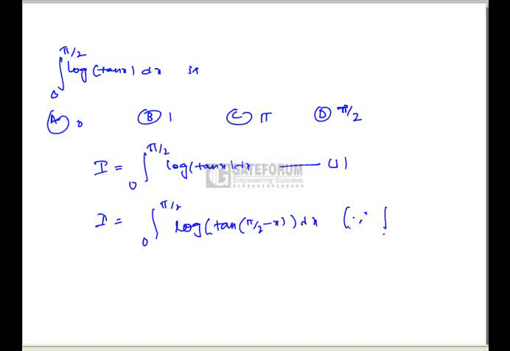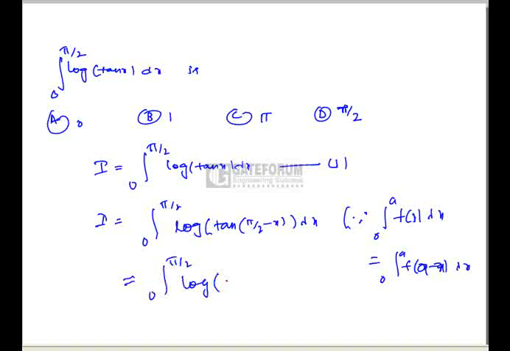Since integral 0 to a of f of x dx can be written as integral 0 to a of f of a minus x dx. Now this will be 0 to pi by 2 logarithm of tan of 90 minus theta, which is nothing but cot theta. So this will be log cot x dx. Let it be equation 2.